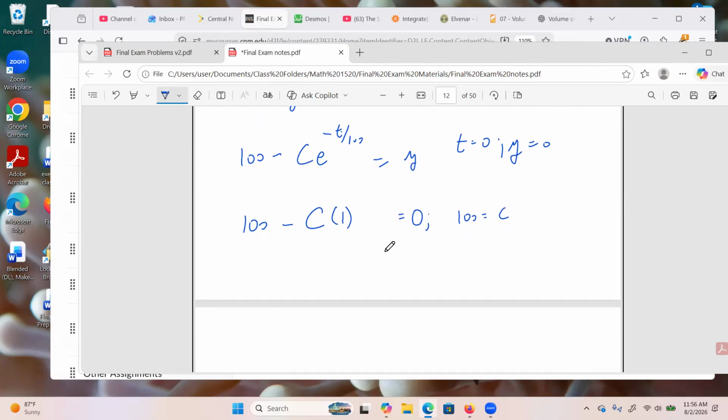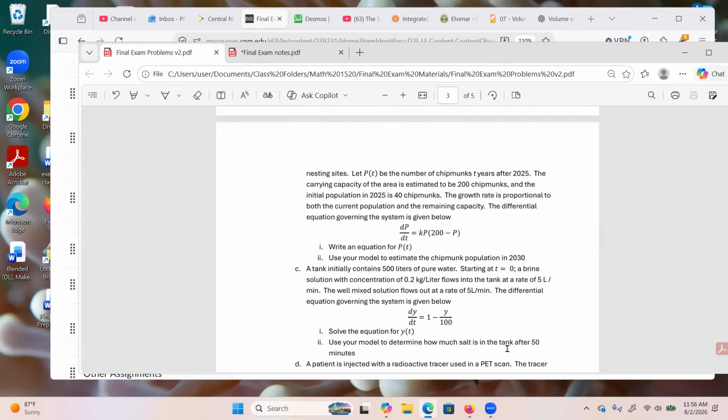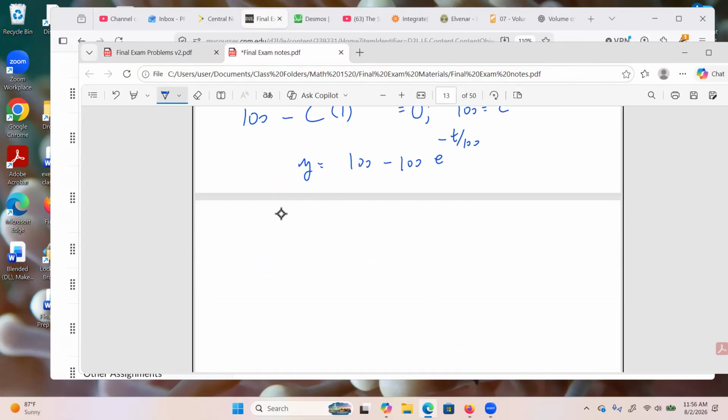So as I go ahead and write down my equation, we have y equals 100 minus 100 e to the negative t over 100. Okay, we go back to the problem. We say, oh, okay. What happens when we are looking at the tank after 50 minutes? That was not a number chosen at random. So we're going to say y equals 100 minus 100 e to the negative 50 over 100. That's a half. So we have 100 minus 100 e to the negative 1/2 power. That is equal to y.